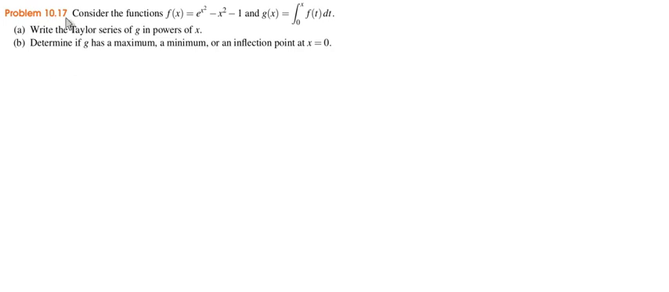Okay, problem 10.17. Consider the functions f is e to the x squared minus x squared minus 1, and g is the integral of f from 0 to x. Write a Taylor series of g in powers of x. Okay, so let's first expand f in the powers of x.